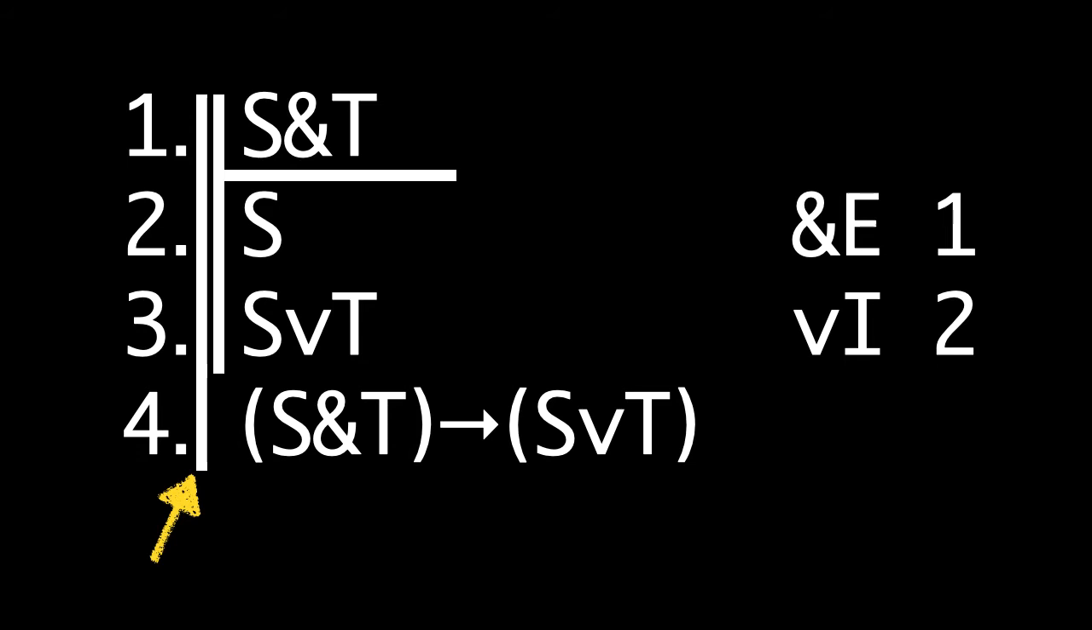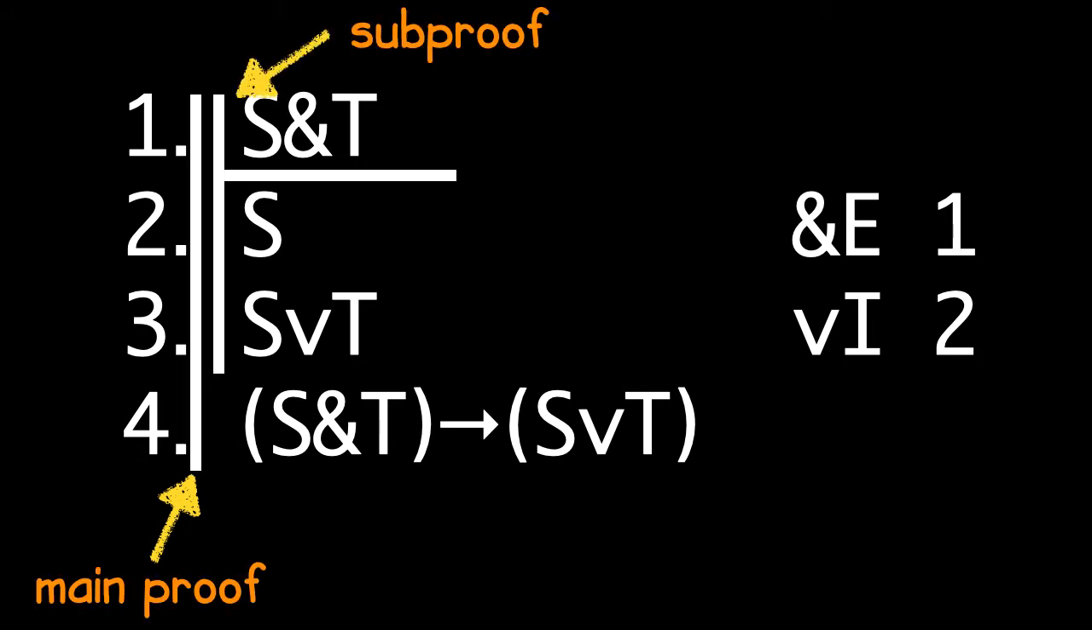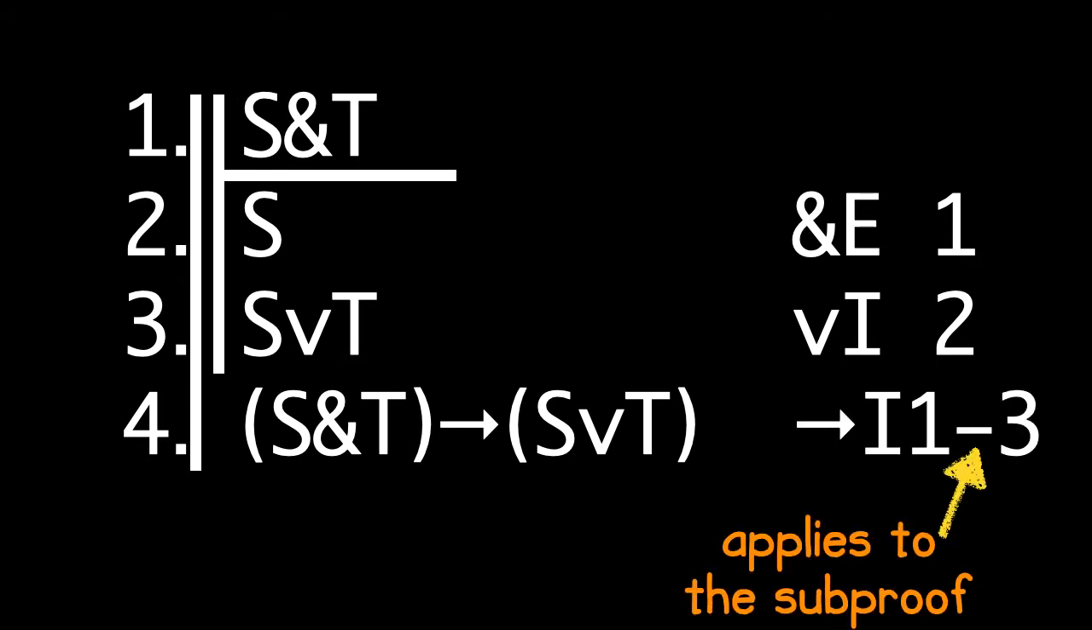Now, our 3-line proof, assuming S and T, showing S or T, ended after line 3. So we do this by having separate lines. The left-hand vertical line is the main proof. The main proof is ultimately where the action is. The conclusion has to appear as a line in the main proof. That other vertical line, the one that starts on line 1 and ends on line 3, is a subproof. The rule that justifies writing down the conditional on line 4 is conditional introduction. We abbreviate it arrow I. And the rule applies to the entire subproof, lines 1 through 3.